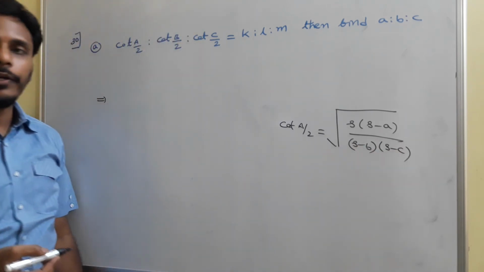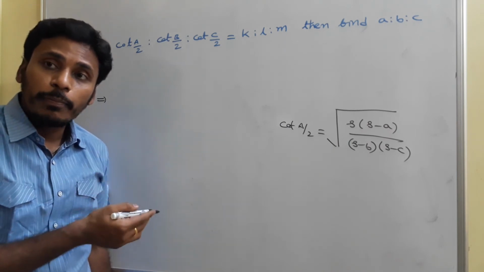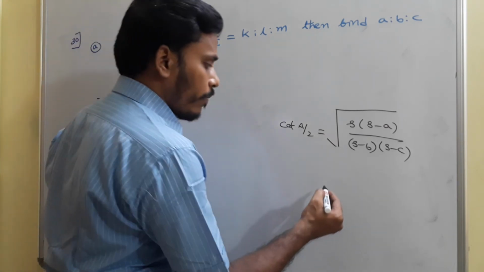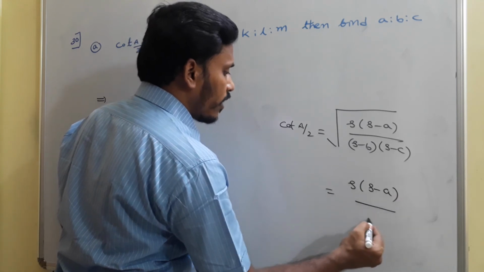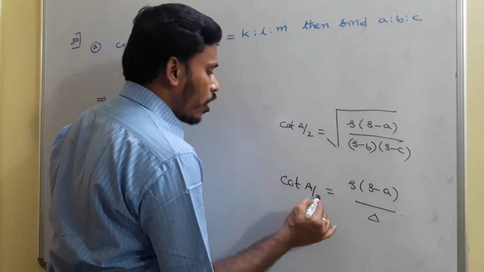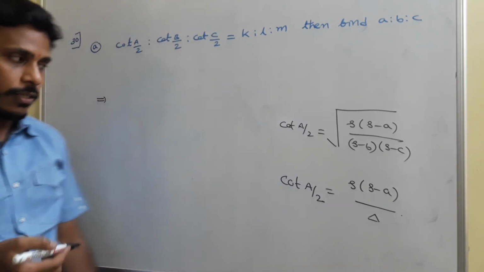This is cot A by 2. Since it is cot A by 2, if you multiply numerator and denominator with root of S into S minus A, then cot A by 2 can be written as S into S minus A by delta. So this is the half angle formula for cot A by 2. Already we mentioned it in some other point previously.